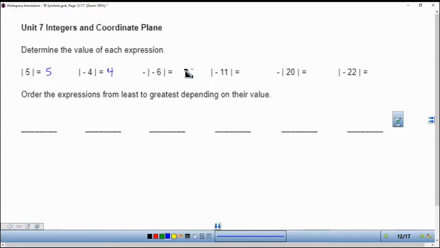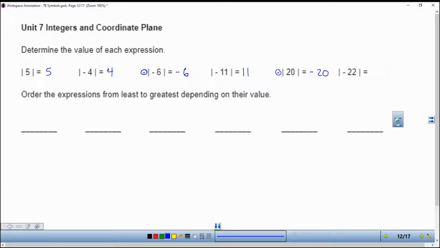It's 6, but there's a negative sign outside. We have to keep that negative sign outside, this one right here. So absolute value of negative 6 is 6, but the value is going to be negative 6 because of that negative sign outside. Absolute value of negative 11, distance is 11. Again, we have the negative sign outside the absolute value symbol. So this one's going to be negative 20. And then absolute value of negative 22 is 22.